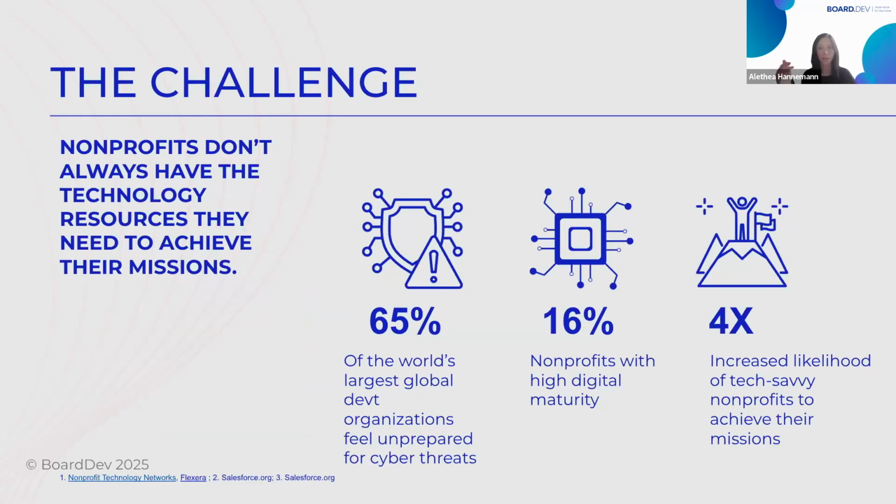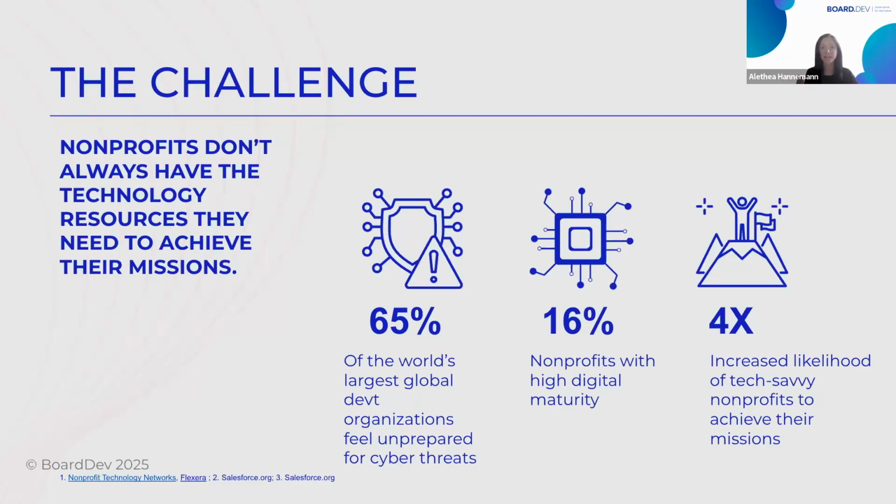Number one, cybersecurity risks are increasing radically. So 65% of the world's largest global development organizations are feeling unprepared for cyber threats. This figure comes from an organization called Net Hope, and they engage organizations like Save the Children and UNICEF and IRC, really large, well-resourced organizations with incredibly complex operations. And yet, even those organizations are saying we do not feel prepared for cyber threats. So, of course, this threat and the unreadiness is magnified in organizations that don't have those resources.